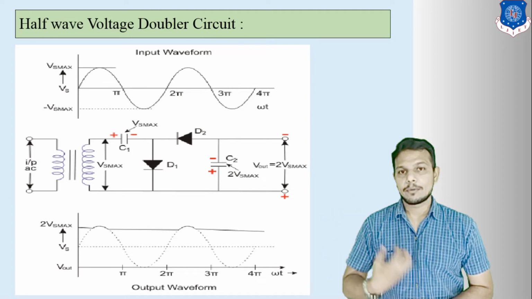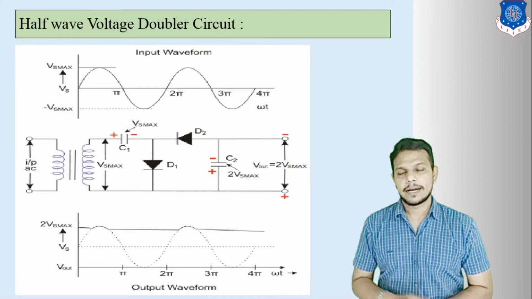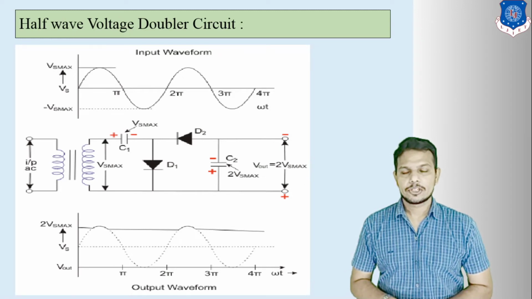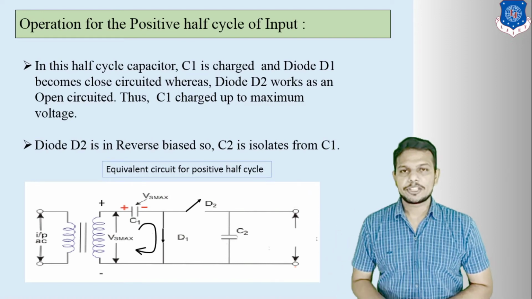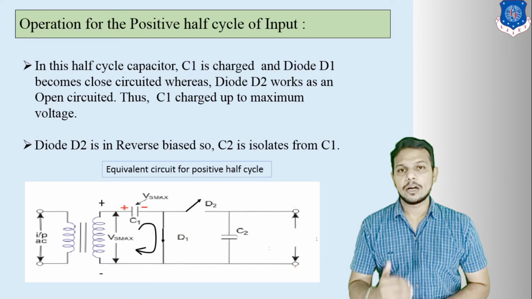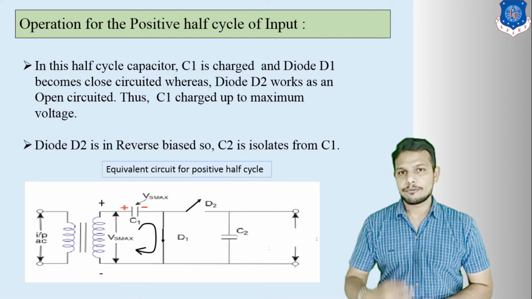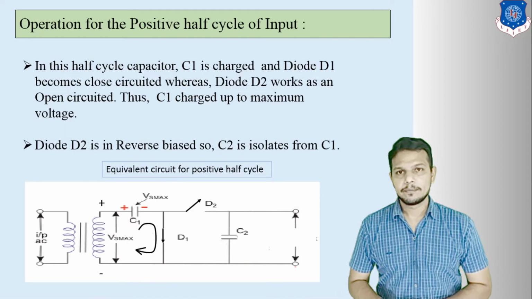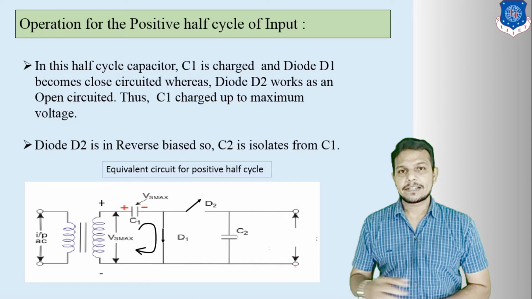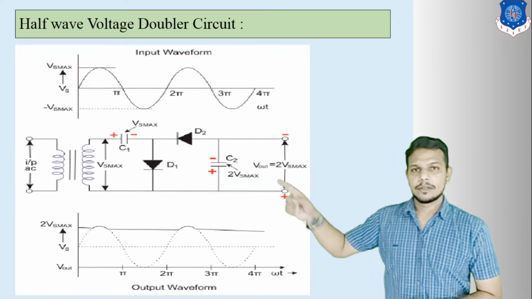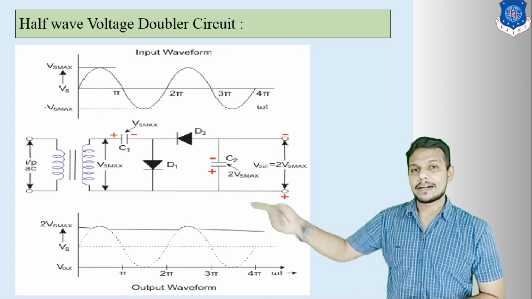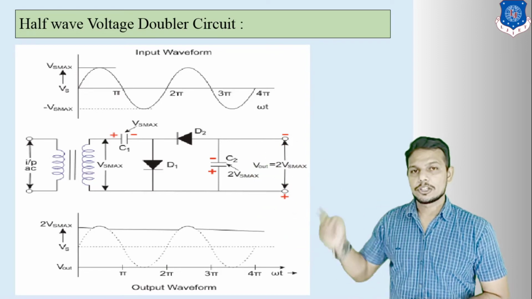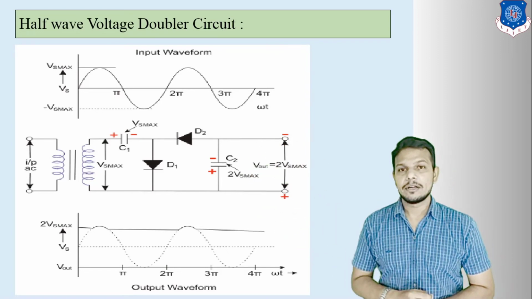Why? I am going to discuss it at the end. So let us discuss the first operation for the positive half cycle of input. If we enter the positive half cycle, then your capacitor C1 will be charged, because current always flows from plus to minus in this direction.